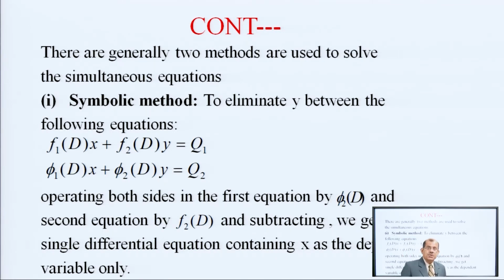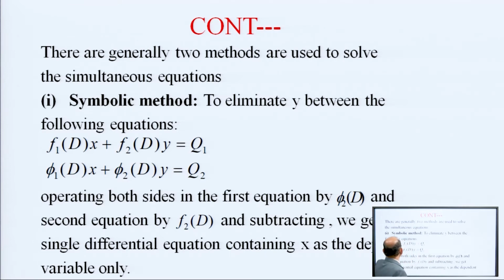There are generally two methods used to solve the simultaneous equations. For the symbolic method, first we have to convert the operator into symbol form, and with the help of symbols we eliminate any one of them and find one dependent variable and one independent variable, and we find the solution in the usual manner.